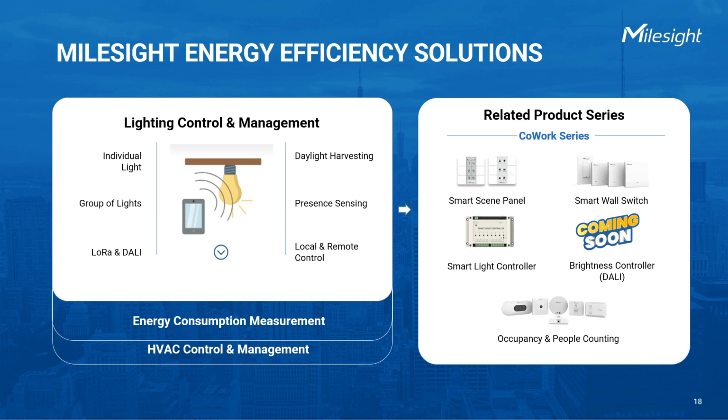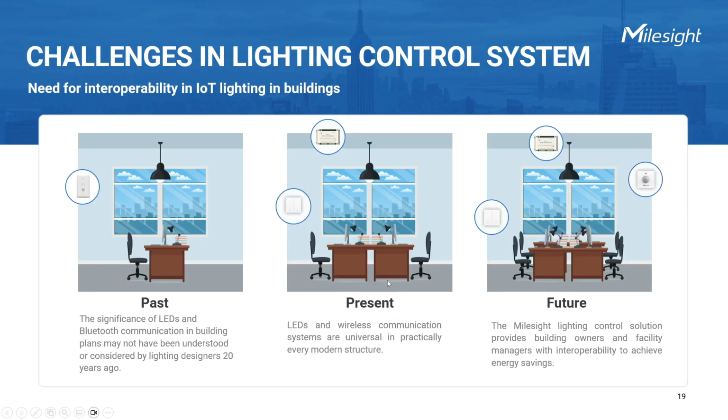Next is about the smart lighting control system. Do you remember what the lighting systems were like 20 years ago? Two decades ago, the light designers had no idea about the importance of LEDs or Bluetooth. Fast forward to today, and LEDs and wireless communication systems are universal in modern structures. In the near future, having a flexible lighting control system like the solution from Milesight provides building owners and facility managers with interoperability to achieve common goals, such as energy savings, operational efficiency, etc.